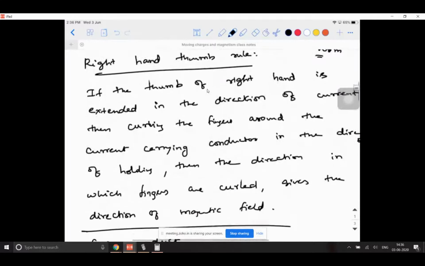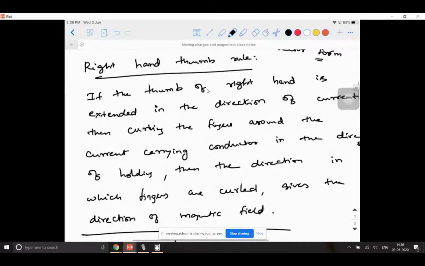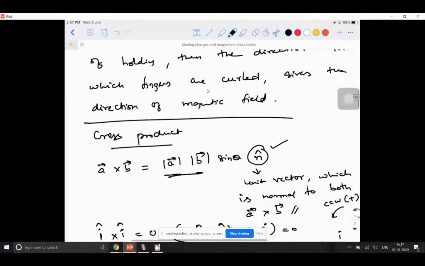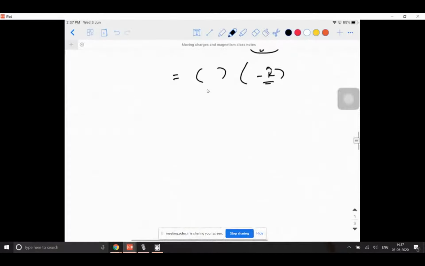It is used to find the direction of the magnetic field due to any current carrying conductor. There are different rules you'll be learning, like Fleming's left hand rule, right hand rule, and all. You should not get confused between all these things. Remember that the right hand thumb rule is used to find the direction of magnetic field due to a current carrying conductor. Means if you know the direction of current flowing through a conductor, indirectly you know how to find the direction of magnetic field as well. Then I explained the concept of cross product, and we did one problem also.